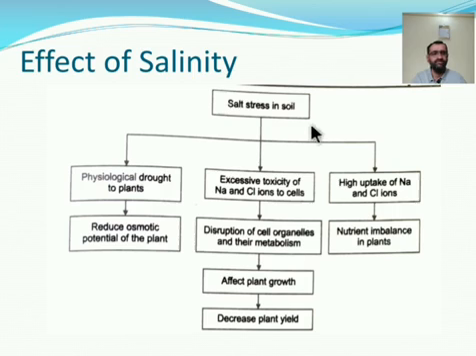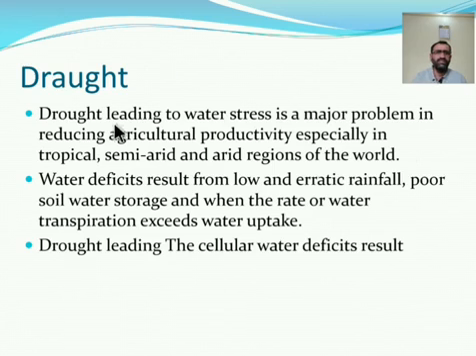Okay, this is about the effect of the salinity. The second one is drought stress. Drought leading to water stress is a major problem in reducing agricultural productivity, especially in the tropical, semi-arid and arid regions of the world.